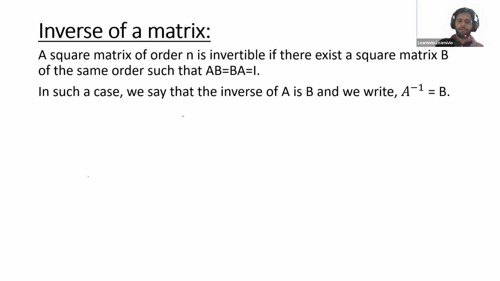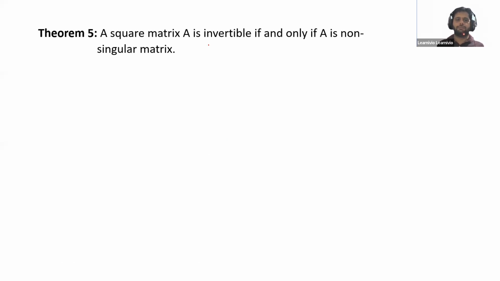Okay, great. Now, next theorem. A square matrix is invertible, that means the inverse of a matrix A exists, if and only if A is non-singular. Now, Zaid, what is a non-singular matrix? If the determinant of the matrix is not equal to 0. Very good. If the determinant of the matrix is not equal to 0, then we will say that it is non-singular. So if the matrix is non-singular, then only its inverse will exist.